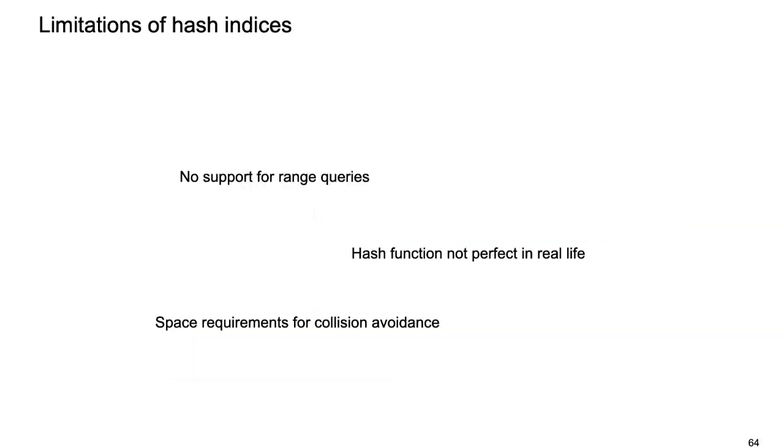But there's issues with that. So first, hash indices take space because you need maybe a sparse table if you want to avoid collisions, because that actually is more costly. If you have collisions, then you need to add lists within the cells. So you have space requirements, and range queries cannot work like that.